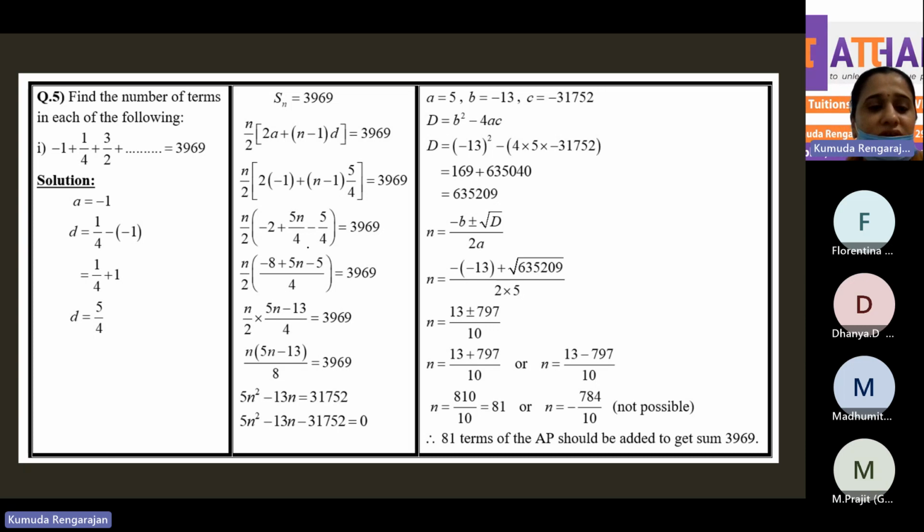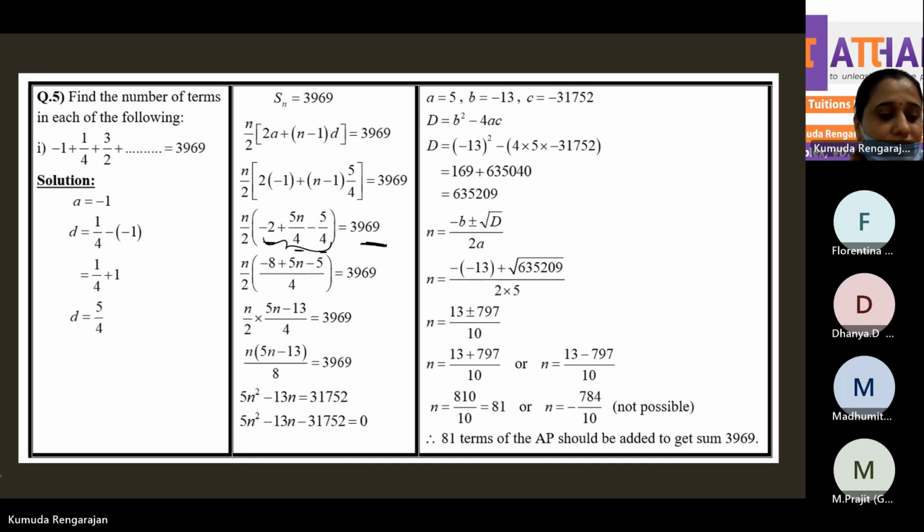So 5n square, so see here I've opened up. See, I told you all this. Minus 2, 5n by 4 minus 5 by 4 is equal to 3969. All right, then we take up the common. We have to simplify this bracket, right? So I've taken the common denominator. Can you see here? Common denominator, 4, and then you know how to get the numerators.